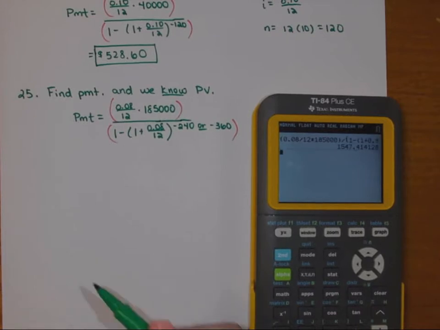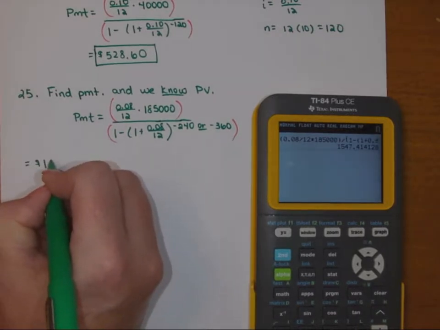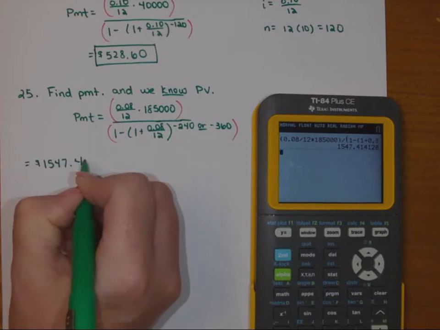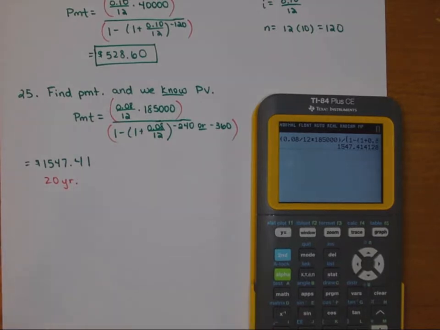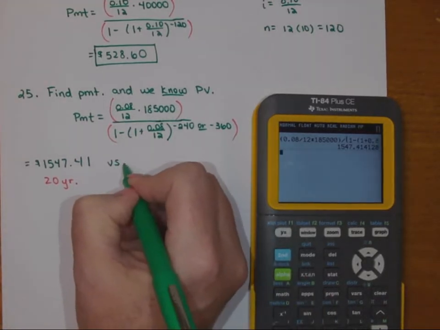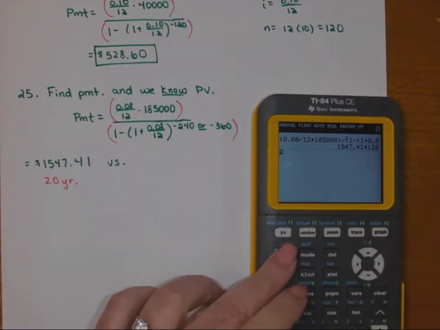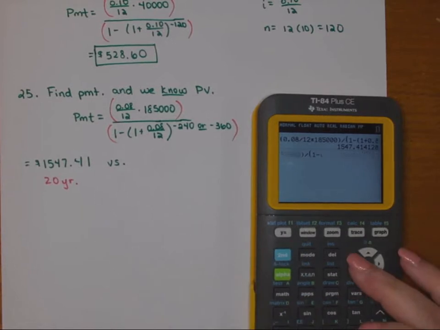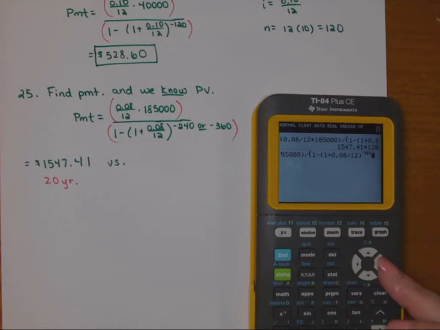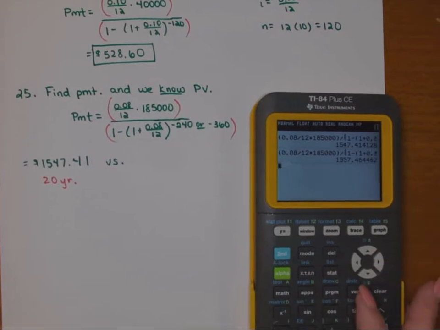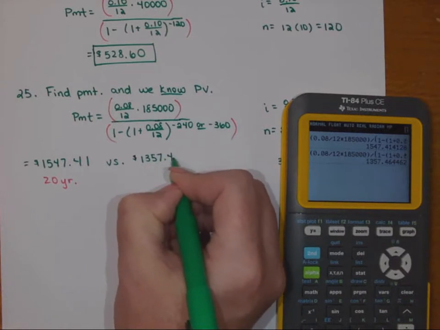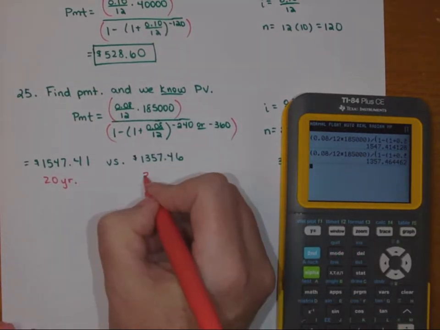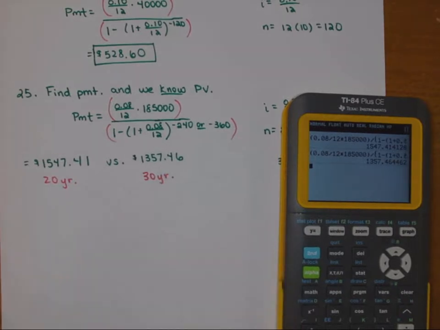Okay, so I get a payment of 1,547.41. So this is the 20-year payment. And then I want to compare that to the 30-year payment, so I'm going to do second enter because I want to do the same formula, I just want to change the 240 to 360. Notice it's a lot easier if you use that key. And not surprisingly, it should make sense to you that this payment is smaller because they're having to pay it for a lot longer, right? So this would be the 30-year payment.